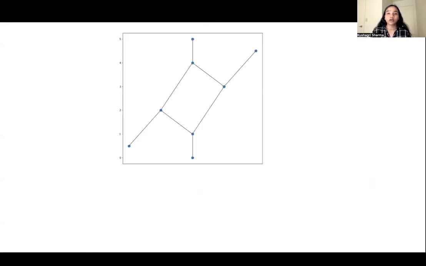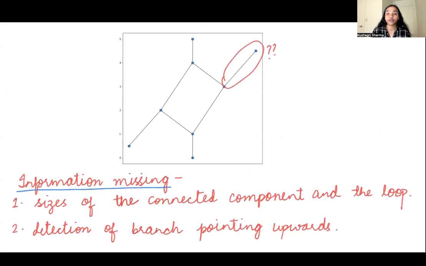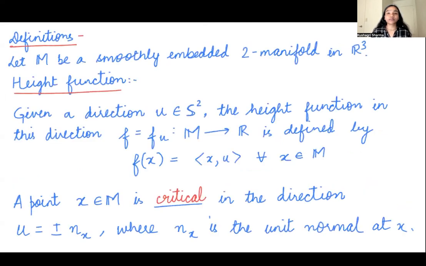Moving on, there are some missing features though. The branch pointing upwards is not detected, so we need something that can detect the branch pointing upwards. We also do not have any notion of sizes of the connected component and the loop, because the second coordinate for both of them was infinity. So let's see if extended persistence can fix this.